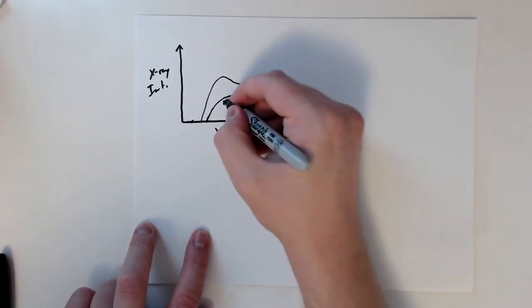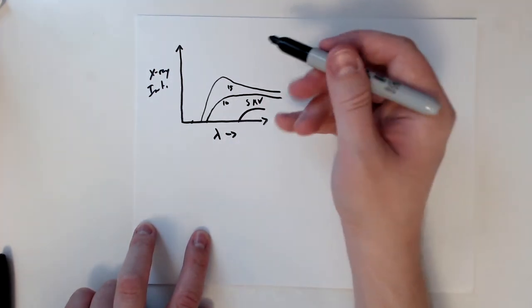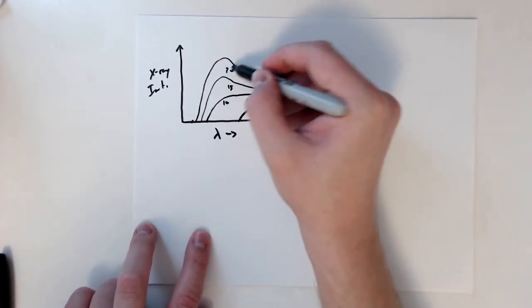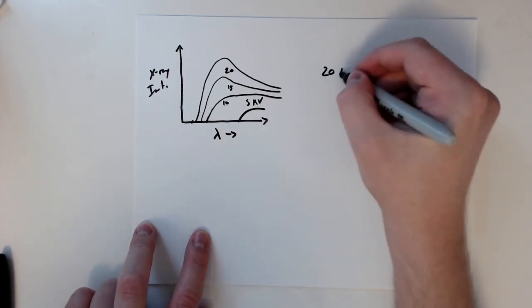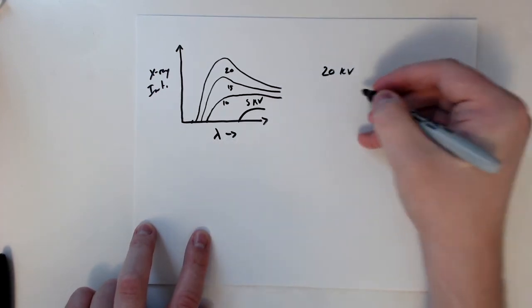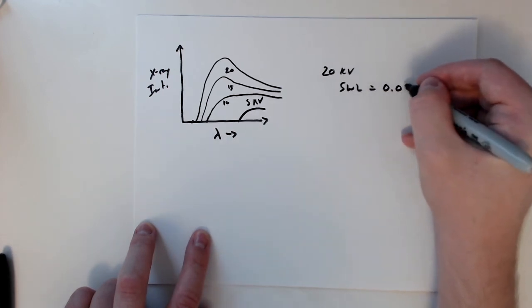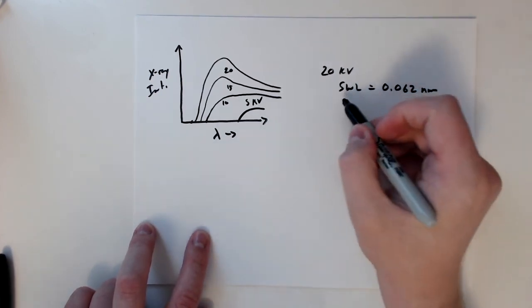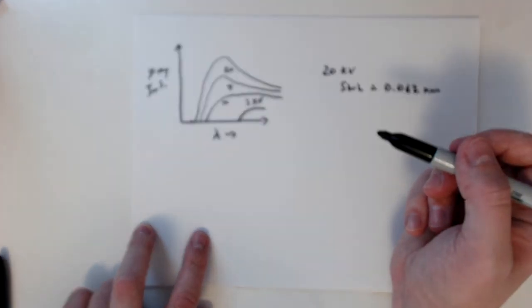And we're going to have curves that look like this. So this is 10, 15, 20. And so at 20 kV accelerating voltage, that short wavelength limit is about 0.069 nanometers, just kind of for a reference point on this plot. You can also find this plot in our course textbook as well.